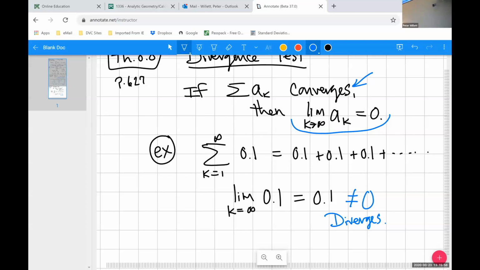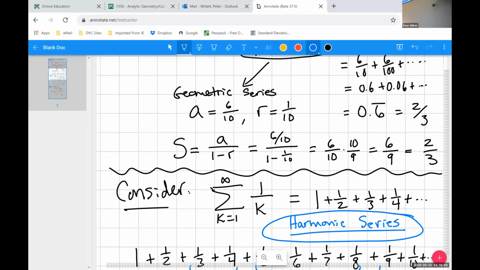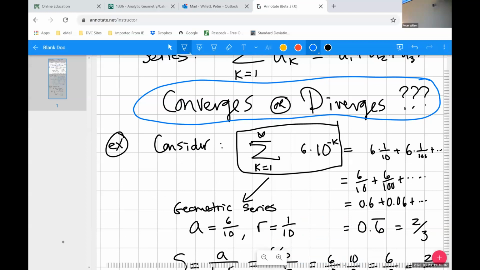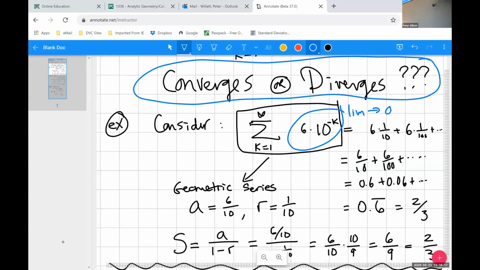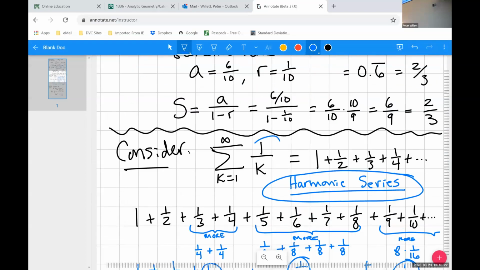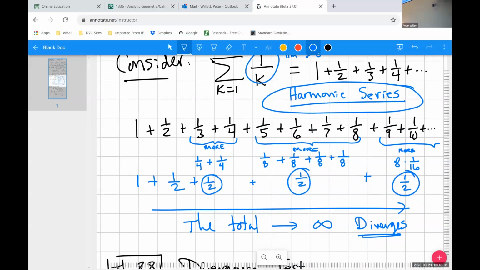Well, because the first two examples we looked at were both like that. The very first example we looked at, six times 10 to the minus k, the limit of that is 0, and the series converged. But then when we looked at the harmonic series, the limit of the terms of a harmonic series are also 0, but we found that the harmonic series diverged.